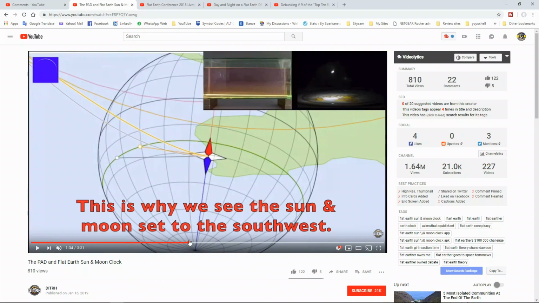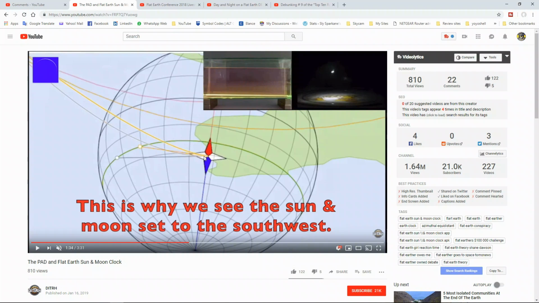So, hold on. This is why we see the sun. He's saying this is why we see the sun set to the southwest. This is not even the refractive properties of any medium. It wouldn't push it from something up here. It wouldn't push it down here. It just doesn't work that way.